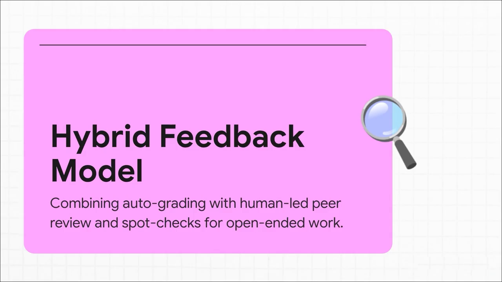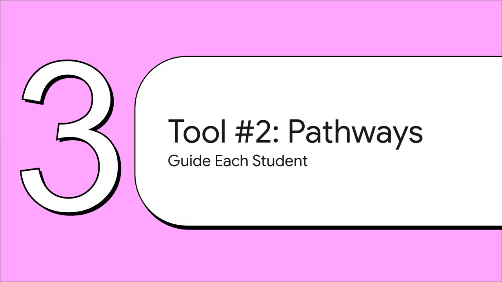But what about providing feedback, especially when you have a big class? How do you scale that? Well, this is where a hybrid model is a total game changer. You let technology do what it's great at, like auto-grading quizzes. That frees you up to do what humans are best at, giving that nuanced, thoughtful feedback through quick spot checks and guided peer reviews.